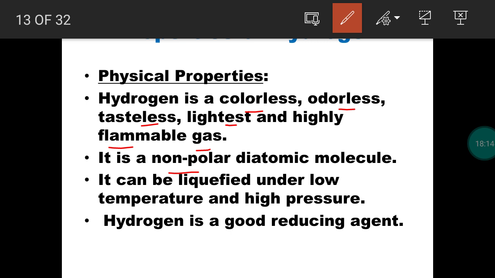Then H2 molecule is completely covalent in nature, so that it does not have polarity. So hydrogen molecule is a non-polar diatomic molecule, and hydrogen can be liquefied. For that, we can apply high pressure or we can reduce the temperature. Hydrogen gas can be liquefied under high pressure as well as low temperature, and hydrogen is a very good reducing agent. So in organic reactions, mostly we use hydrogen for reduction reactions. Okay, it is a very good reducing agent.